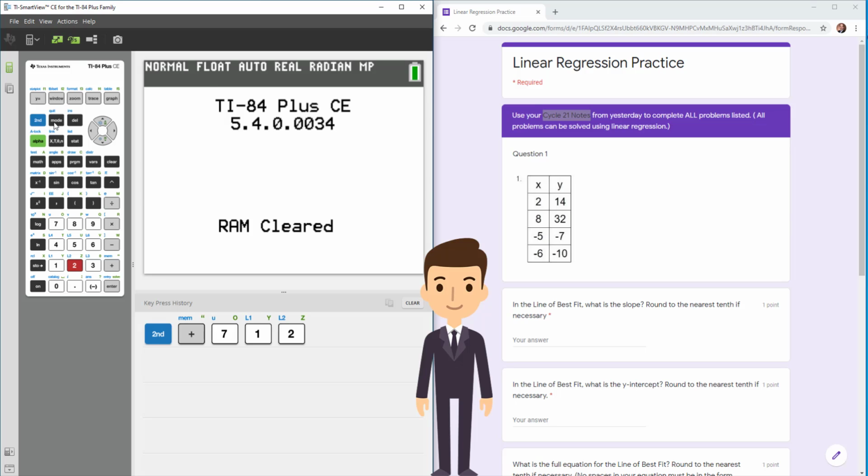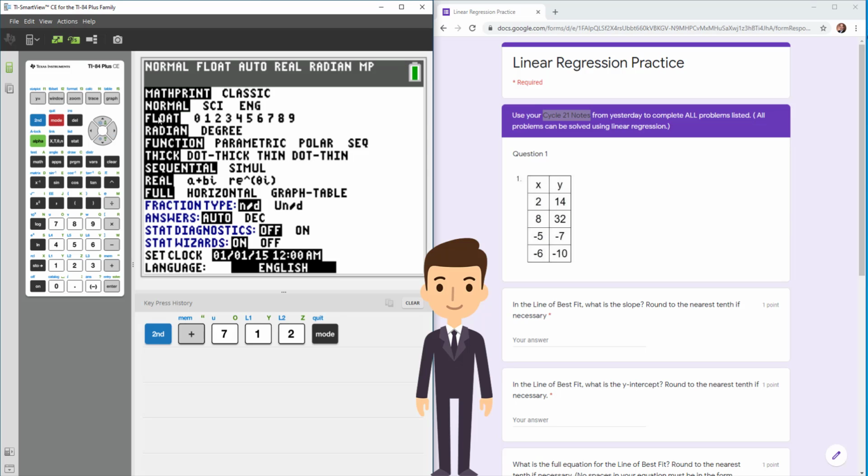So the first thing I'm going to do is go to mode here, and when I get to mode, I want to go down here to this stat diagnostic, and I want to turn it on. So I'm actually going to go up just because it's a little bit faster. I could have gotten in there by going down too, okay? But anyway, the whole point is you want to get to where stat diagnostics is at, and you want to move over to the right and turn it on, and then you want to hit enter, okay?